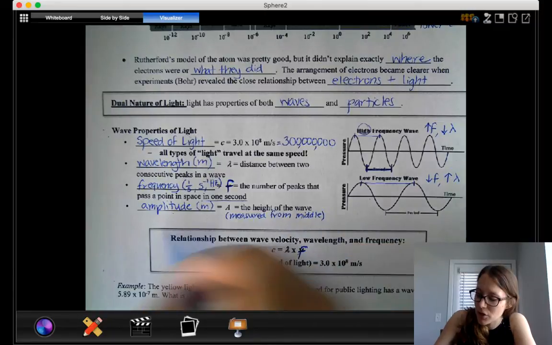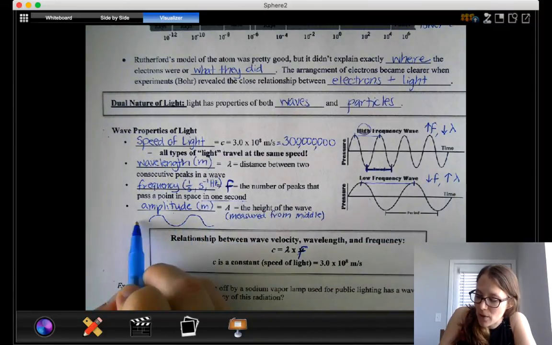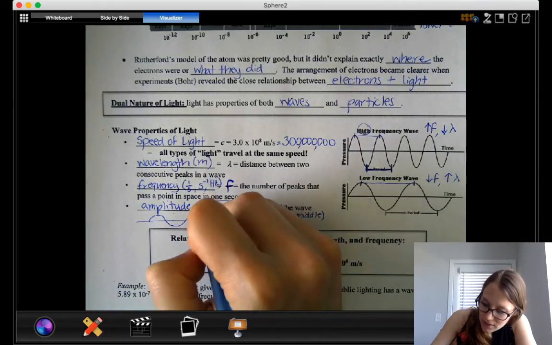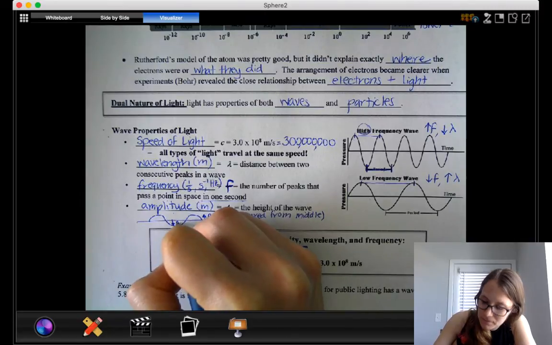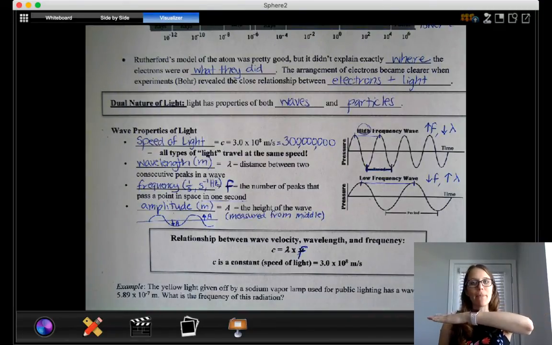So when I say we measure the amplitude from the middle, if I draw a wave like this, I'm going to go ahead and draw that middle line in there. The amplitude is just how tall it is up, or I could have measured how far down it is, like this, as the amplitude. But I don't measure it from the very, very bottom to the very, very top. I measure it from the middle. How high up did it move, or how far down did it move?